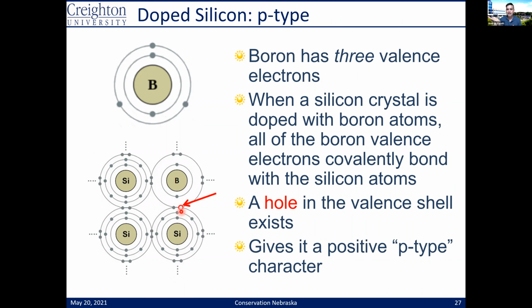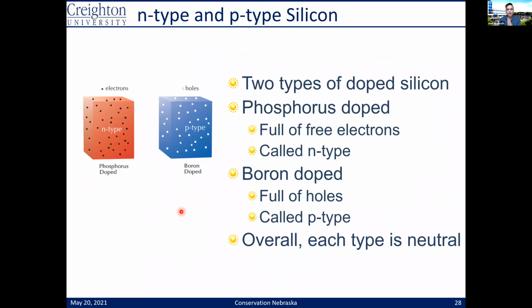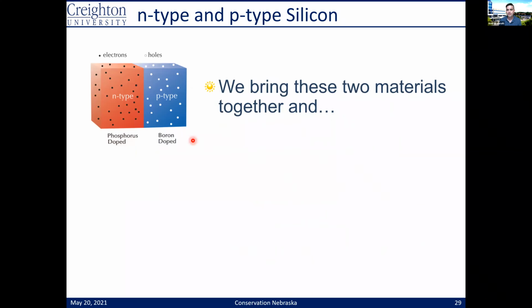So now we have an N-type and a p-type. Both are neutral, but they have a character to them that gives more free electrons or more free holes in that material. So now the question is what happens if we bring these two together? So I'll let you think about that for a second. What would happen if we brought these together? We have free electrons hanging out over here, and we have free holes hanging out over here.